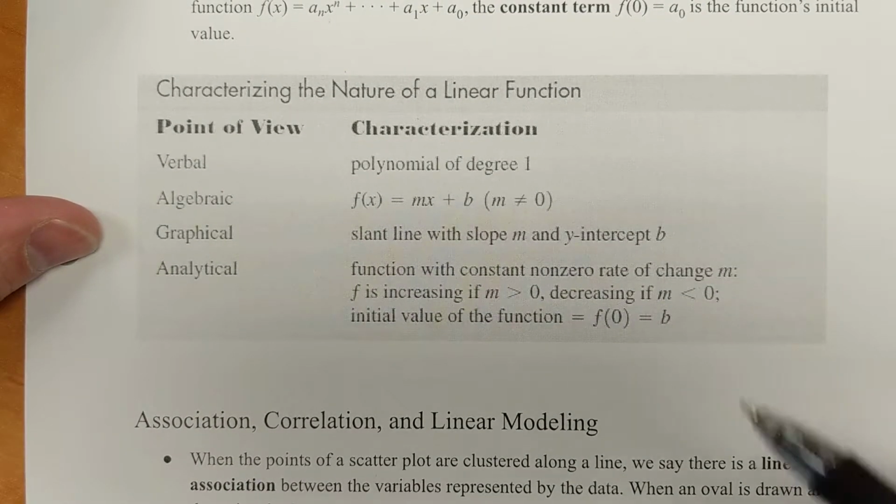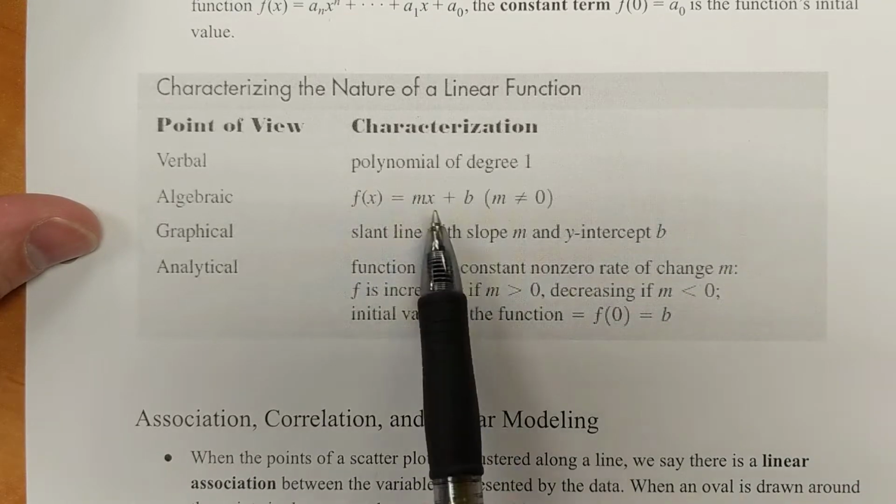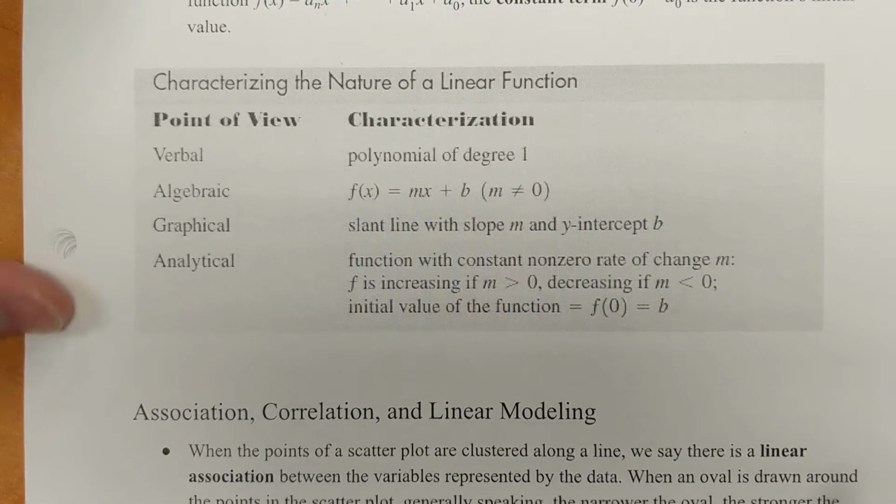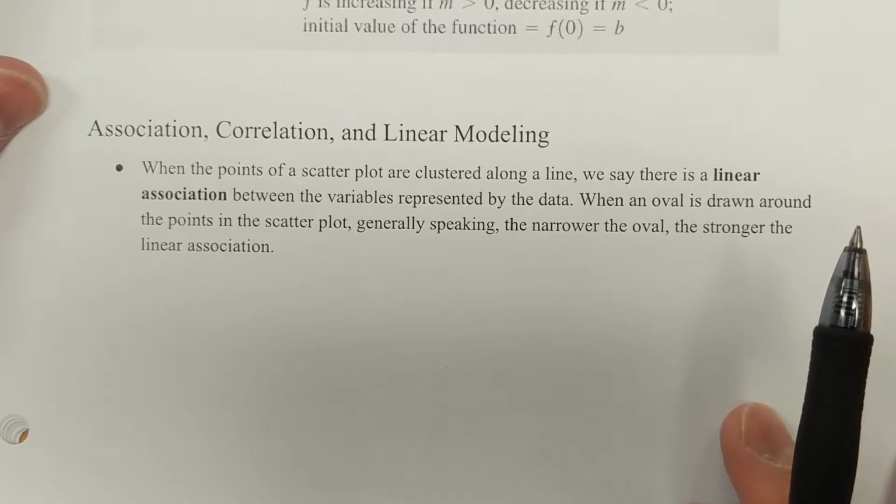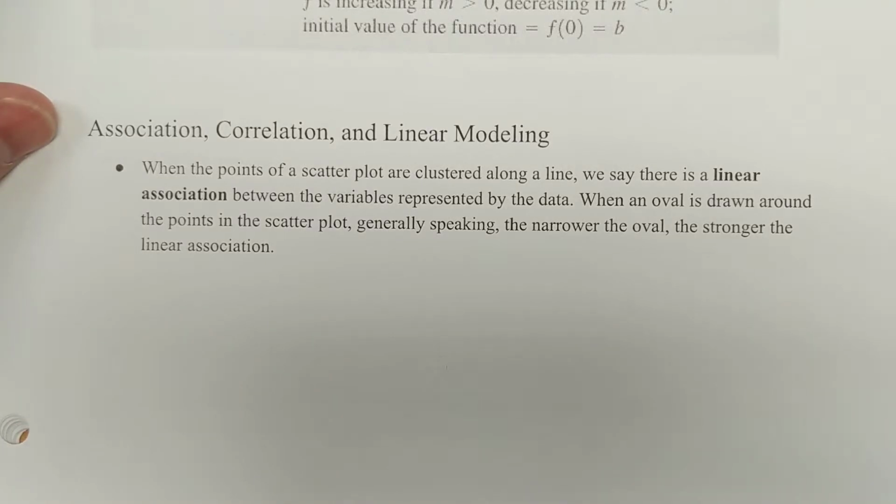So this is just a summary for a linear function. Now there's your mx plus b form, where m is the slope. So here we've got correlation and linear modeling. If you plot your points as a scatter plot, you can use your calculator to find a line that best fits it, so a line of best fit or a regression line.